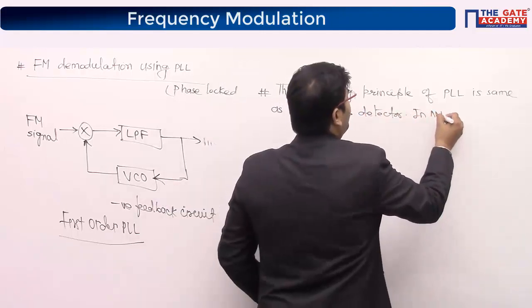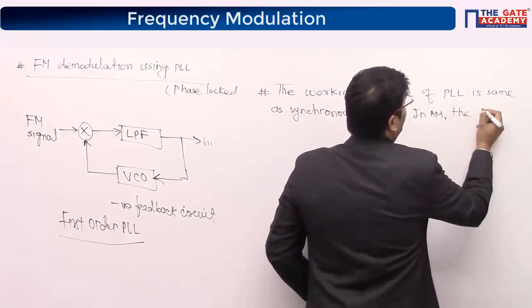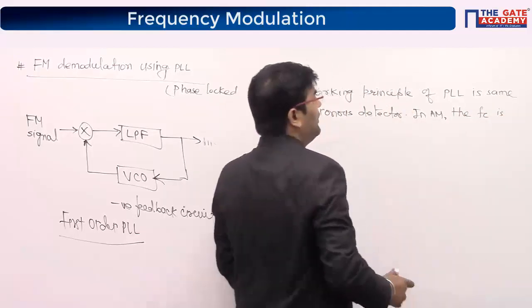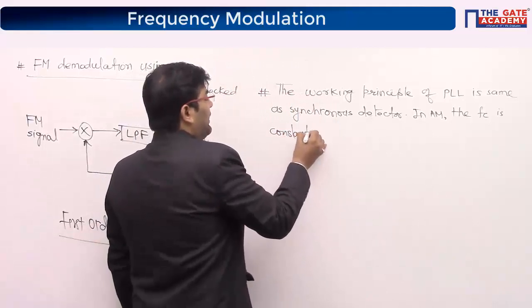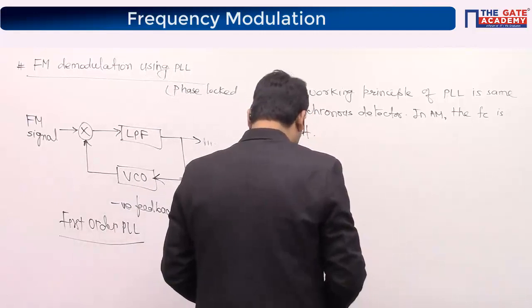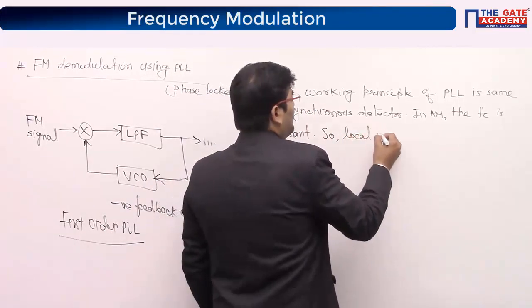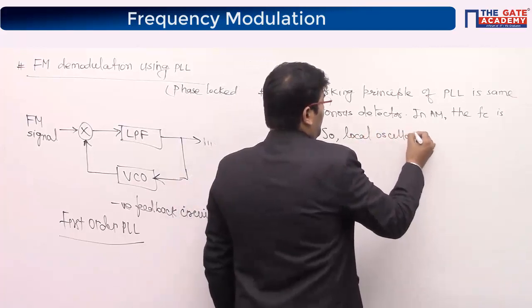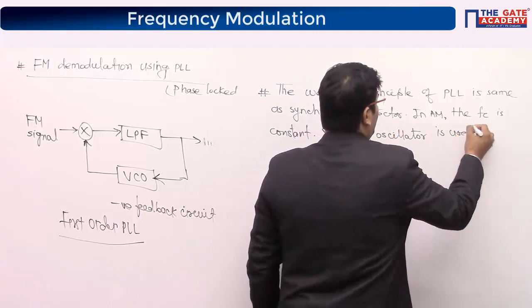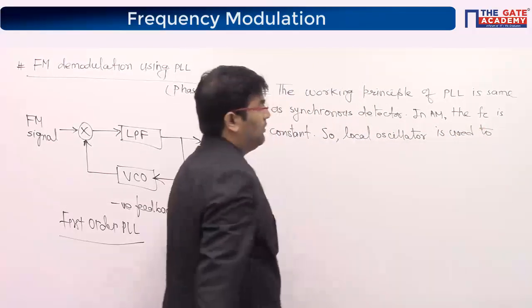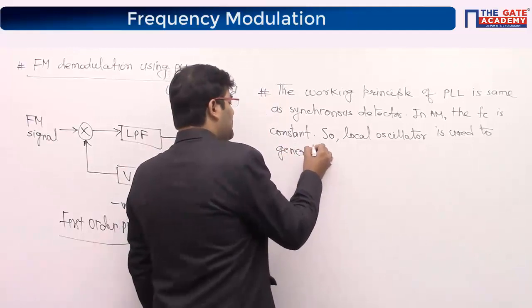In AM, the carrier frequency is constant, FC is constant. FC is the carrier frequency, guys, we know it. In AM, the carrier frequency is constant. So, a local oscillator is used to generate the same carrier.